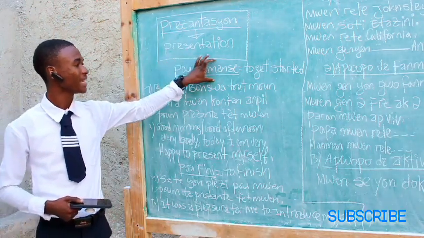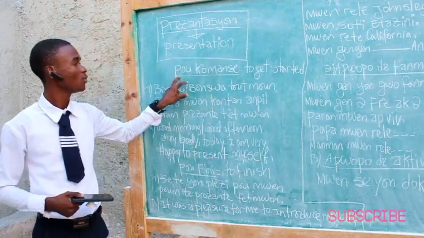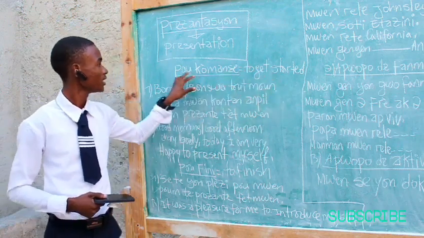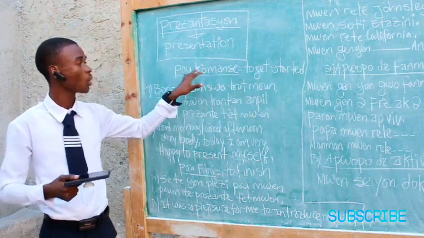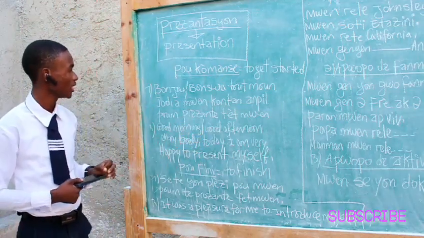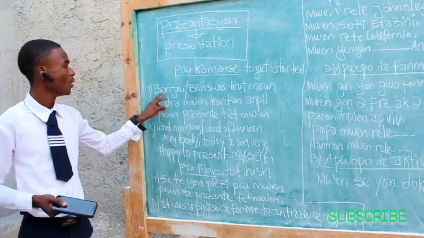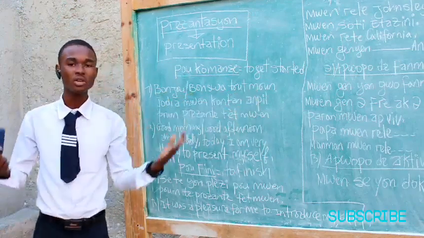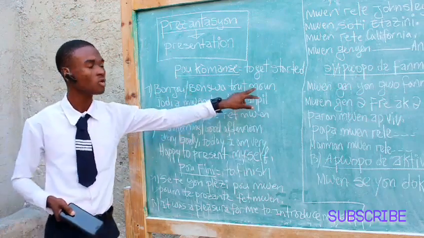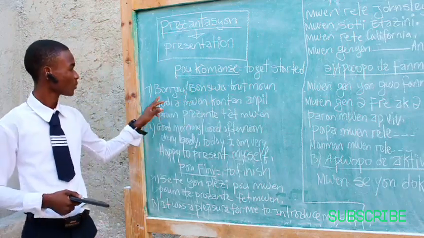So, pour commencer, that means to get started. Pour commencer, repeat after me. Pour commencer, so commencer is the verb to start. Pour, like to. Pour commencer, to get started, you can say the sentence, okay? So let's go. Bonjour, if you are in the morning. Bonsoir, in the afternoon. Bonjour tout le monde, like good morning everybody, and if it is in the afternoon, you can say bonsoir tout le monde. Repeat after me, bonsoir tout le monde, like good afternoon everybody.